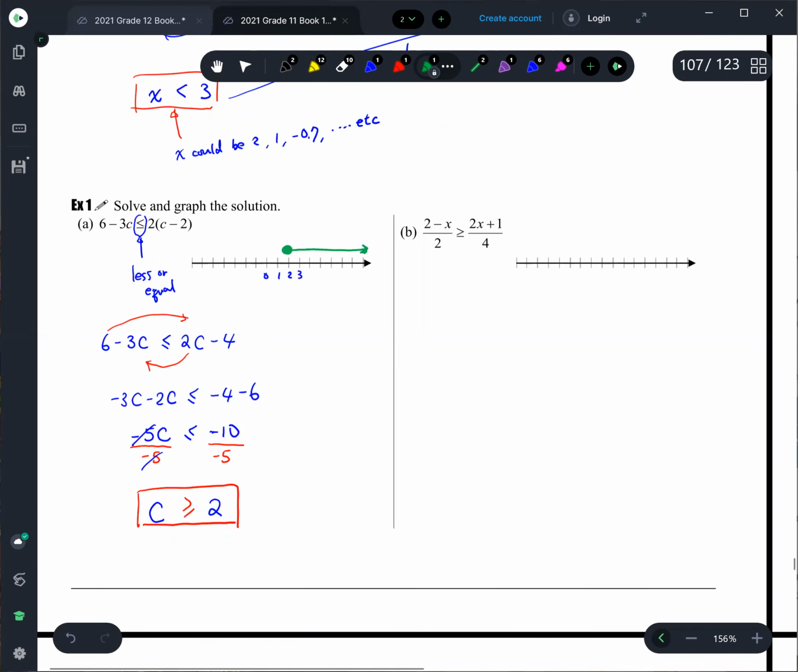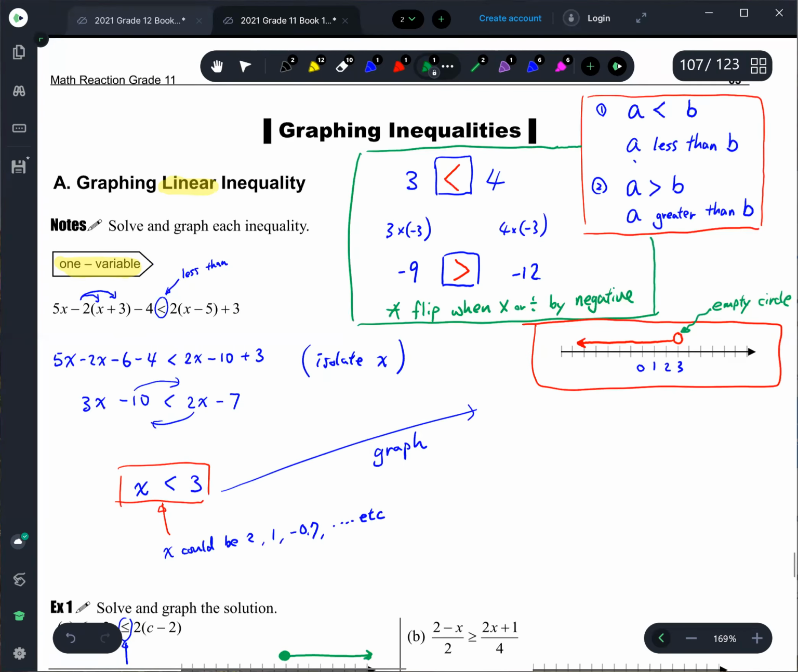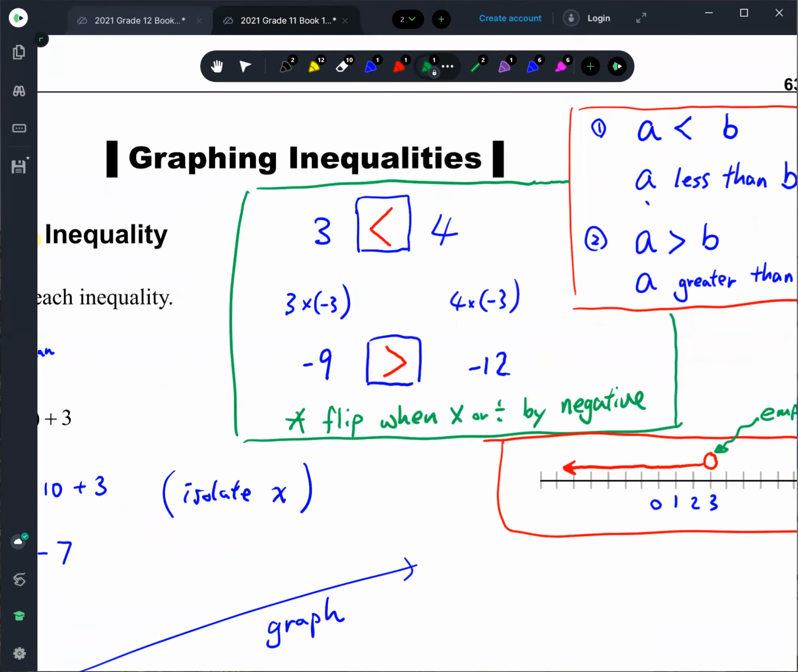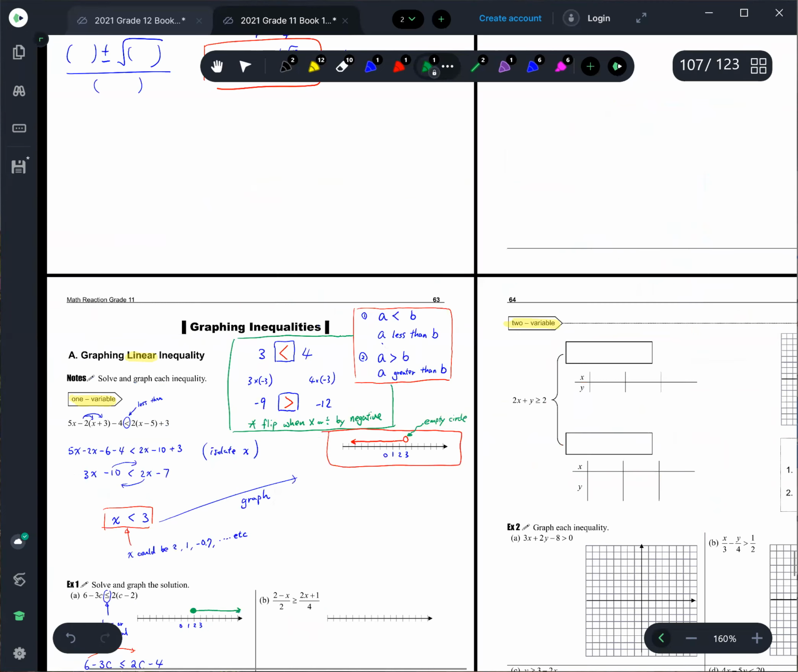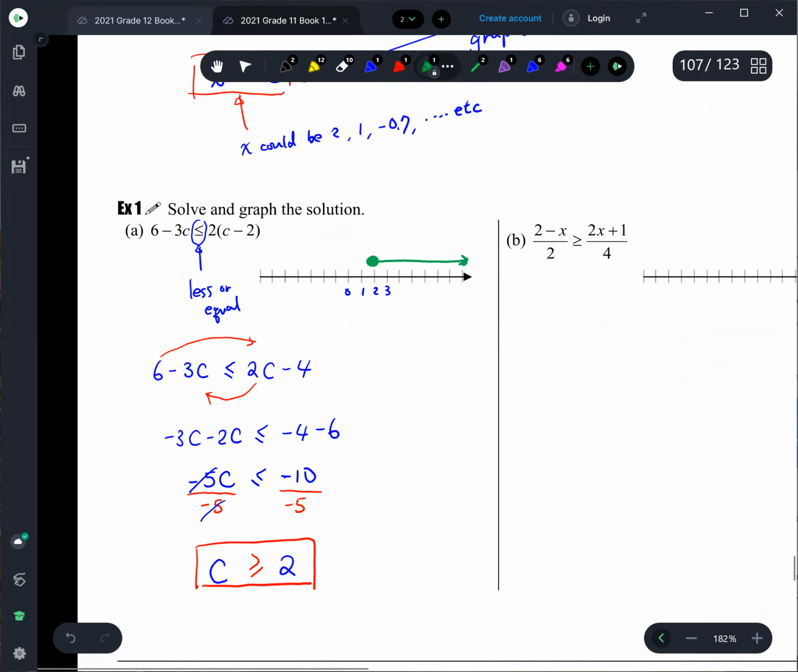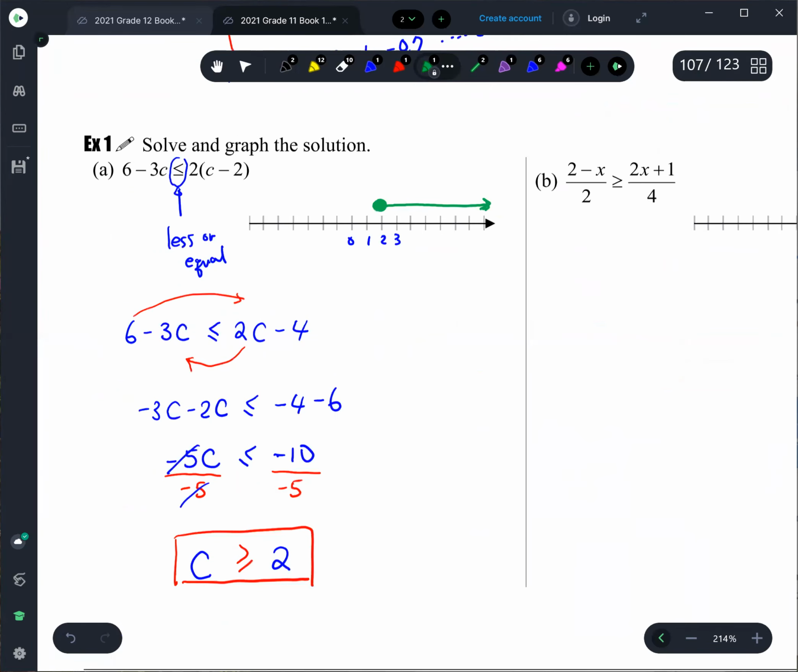Jason, why do we need to flip the sign? We need to flip the sign because of the rule we mentioned up here. Whenever we multiply or divide by negative, we need to flip. Oh, right, thank you. Okay. So back here, you see the red number. The red number, we divide both sides by -5. And the number you divided by, because it's negative, that's why we flip.